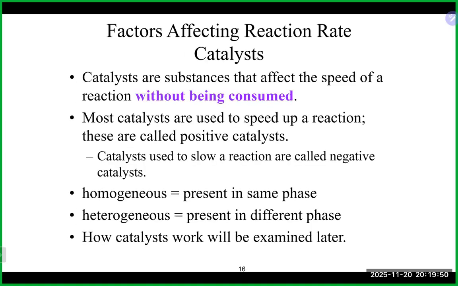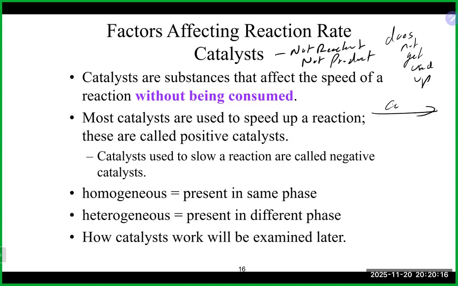A catalyst is also a very common way that we speed up a reaction. A catalyst is not a reactant. It is not a product. It is there simply to allow the reaction to occur faster, and it does not get used up. Again, a lot of times you can find a catalyst written on top of the arrow in a chemical reaction.